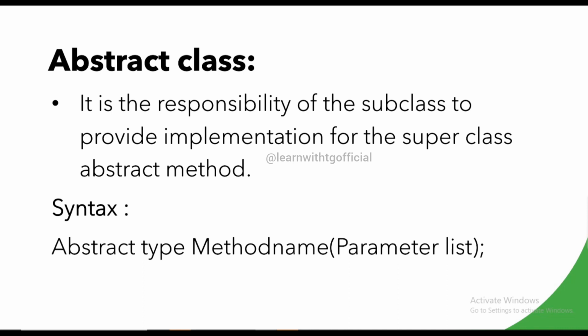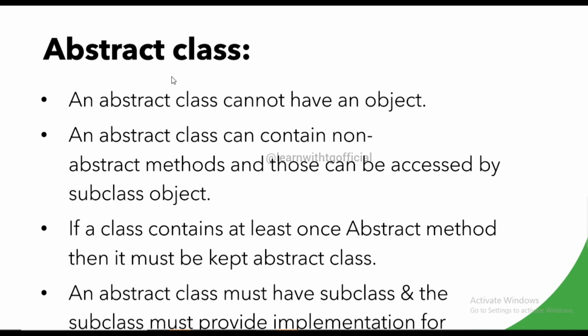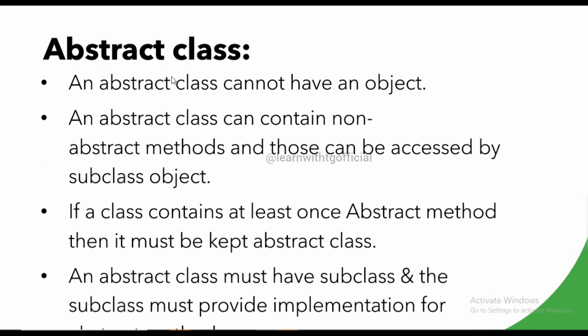The syntax of an abstract method is: abstract type method name (parameter list). An abstract class cannot have an object. An abstract class can contain non-abstract methods, and those can be accessed by a subclass object. If a class contains at least one abstract method, then it must be declared an abstract class. An abstract class must have a subclass, and the subclass must provide implementation for the abstract method.